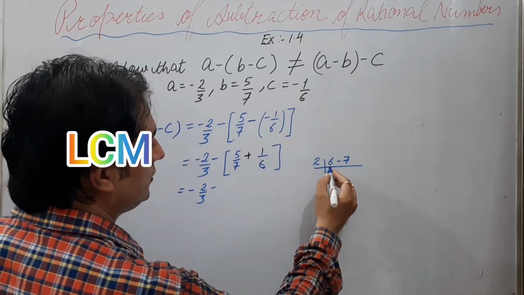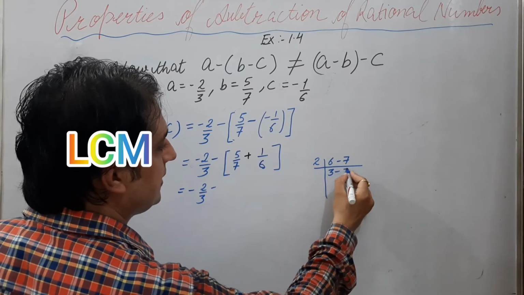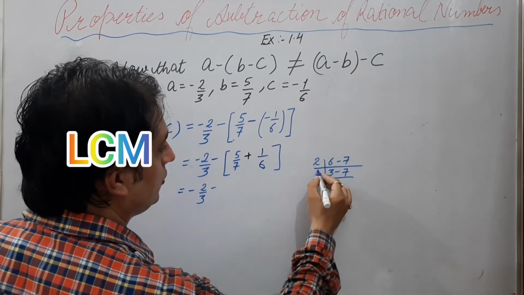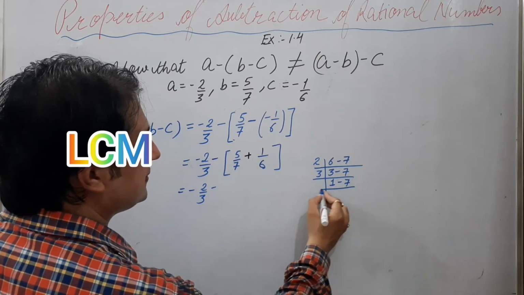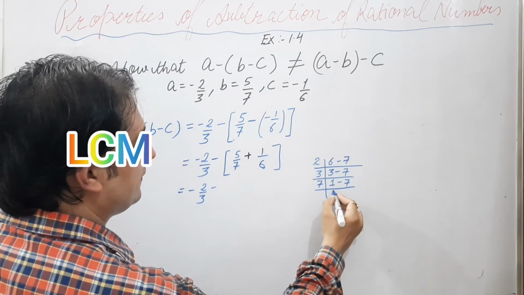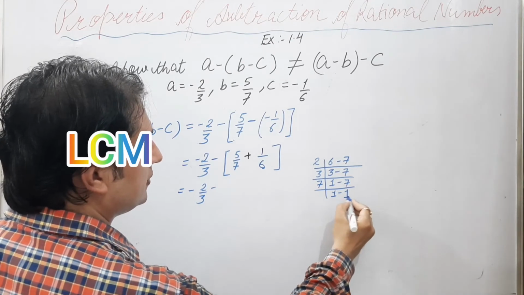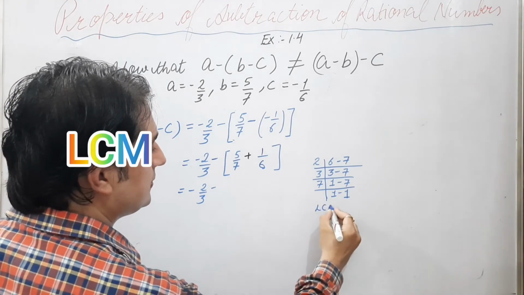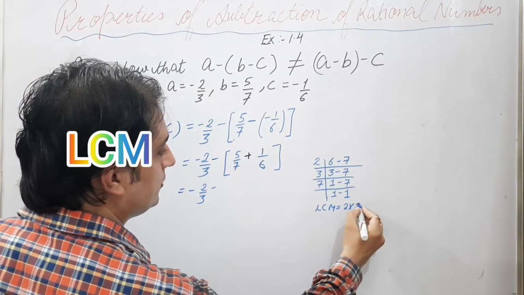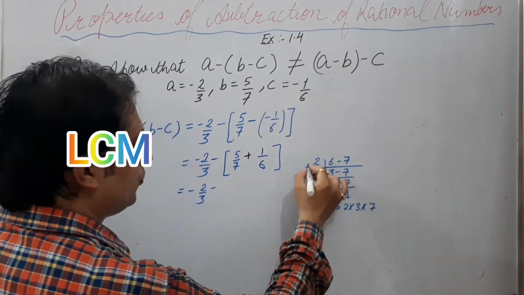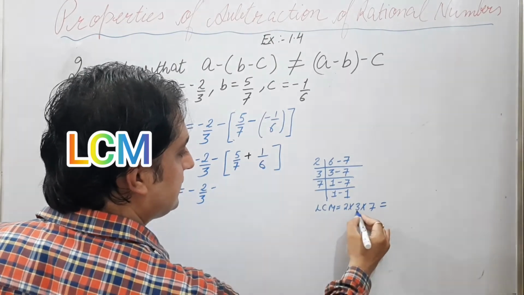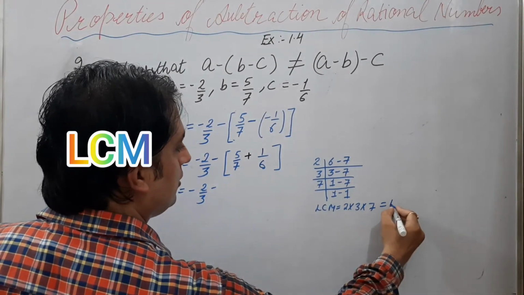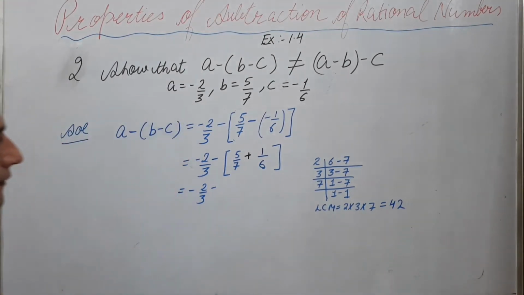So 2, starting with 2, 3 2s are 6, 7 as it is. Now 3 1s are 3, 7 as it is. Now the prime number 7, 7 1s are 7, and this LCM is 2 multiply 3 multiply 7. Just the product of the prime numbers, that is equal to 2 3s are 6, 6 7s are 42. You know very well about the tables, right?